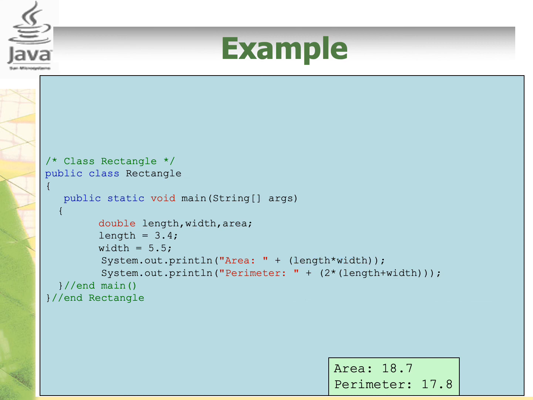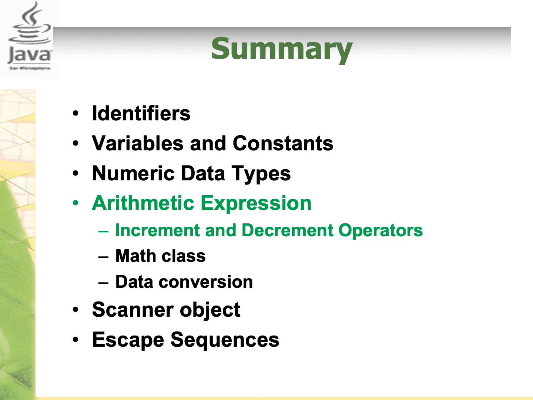And the last line is calculating 2 times, in parentheses, length plus width. The output that we will get when we run this is area 18.7, perimeter 17.8. To summarize, in this part we have learned about increment and decrement operators, which are plus plus and minus minus, that can be either pre or post. We have also learned about other assignment operators that can be used to simplify the way we write our calculation by using plus equal, for example. That's all for this part.